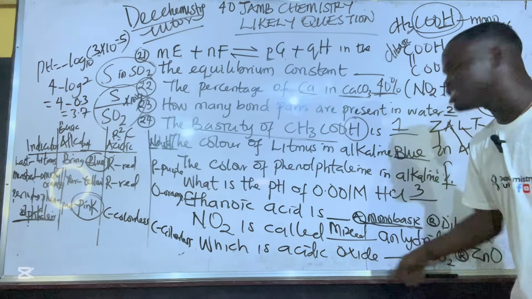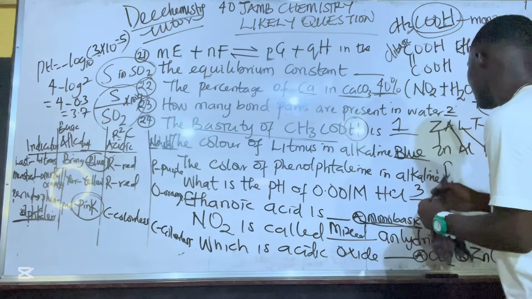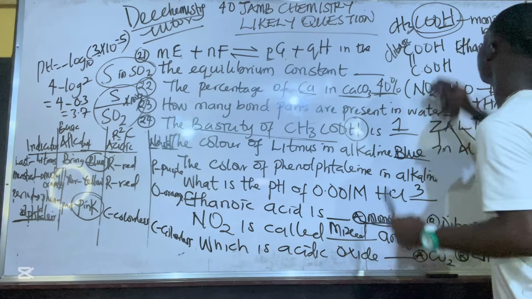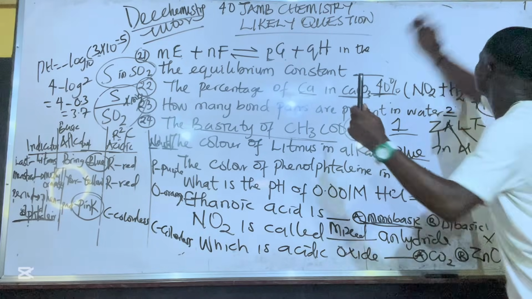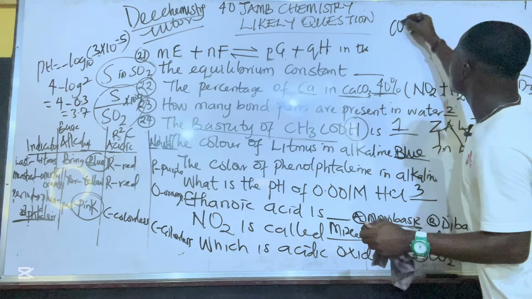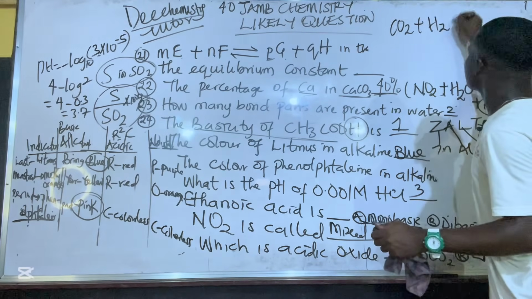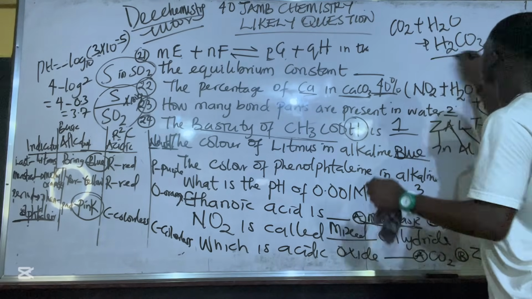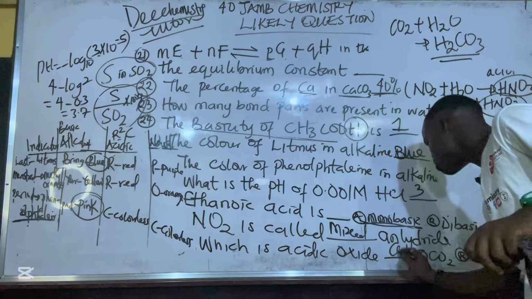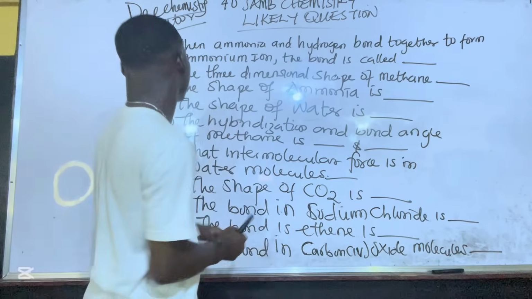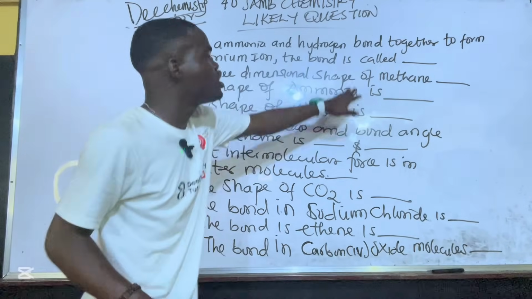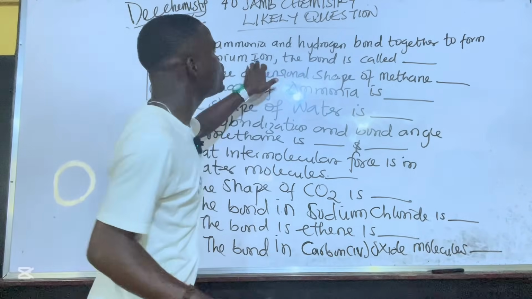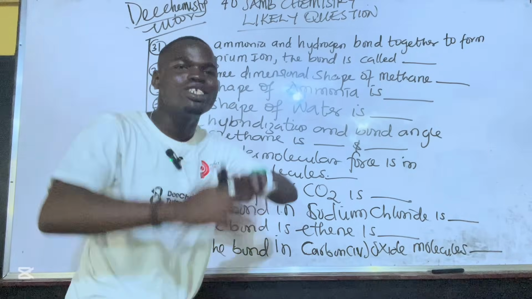Why would this be an acidic oxide? It is because it can react with water. That is, CO2 can react with water to form an acid, so hence it is an acidic oxide. So the answer to this question is CO2. Question 31. When ammonia and hydrogen bond together to form the ammonium ion, the bond is called dash.